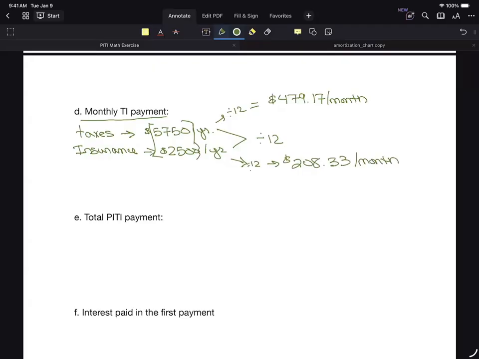Yes. So how would I find the total T&I payment? We would add these. That's a pretty simple question, but sometimes we just get overwhelmed with all these numbers, right? 479.17 plus 208.33 should be 687.50 a month. There you go.